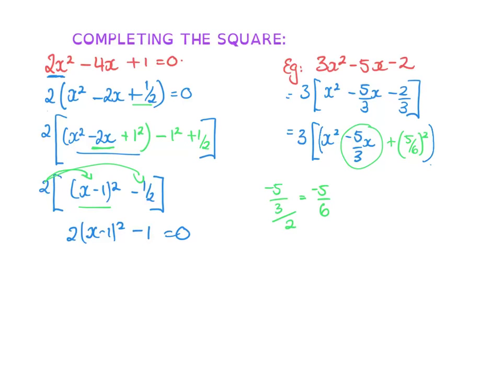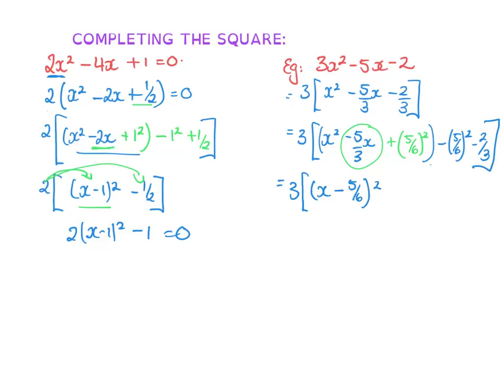Now, because we added that, we can't change the value of it, so we'll subtract it. And then we've also still got the minus 2 on 3. And then we go like that. Alright, so let's keep going. So the 3 is just out there for the moment. Now we can factorize this. This will be x minus 5 on 6 squared. And then we've got minus, now I'm going to square this 5 on 6, which would be 25 on 36. And then we've also got minus 2 on 3.